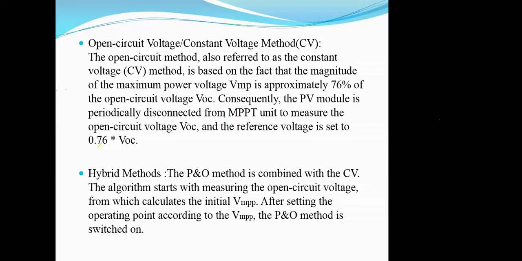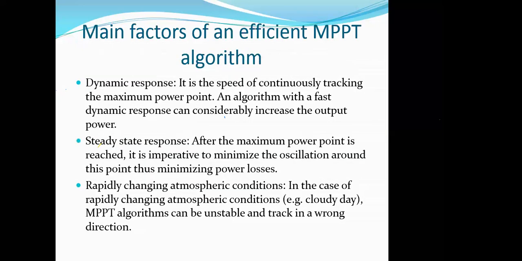All methods have advantages and disadvantages. But before designing the MPPT, there are some factors we have to consider that our algorithm should have. One is the dynamic response, meaning we are able to achieve the maximum power very fast. If we are at the lower part of the graph, we have to reach Pmax very fast, not slowly. The more time it takes, the more loss there will be.